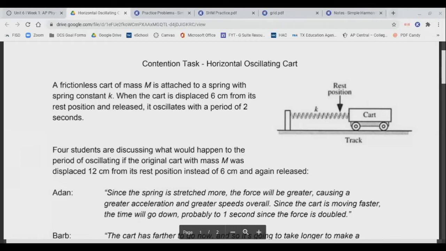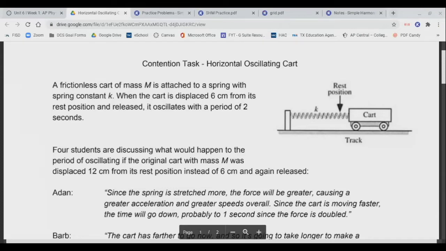We have a greater spring force causing a greater acceleration. Yeah, if the net force goes greater in one direction, the acceleration of course is going to be more. And so if you've got more acceleration, the speed is going to be higher. Okay, so first sentence from Aiden, he's on point. Next, it says, since the cart is moving faster, the time will go down, meaning the time's going to be reduced. And he estimates probably to 1 second since the force is doubled.